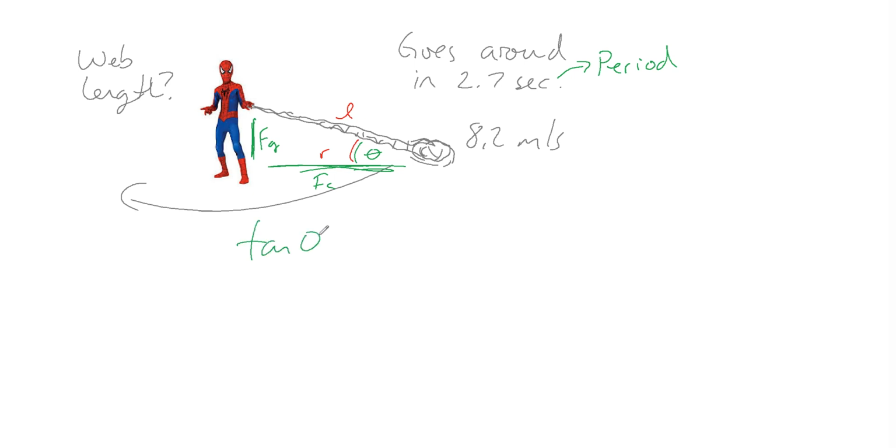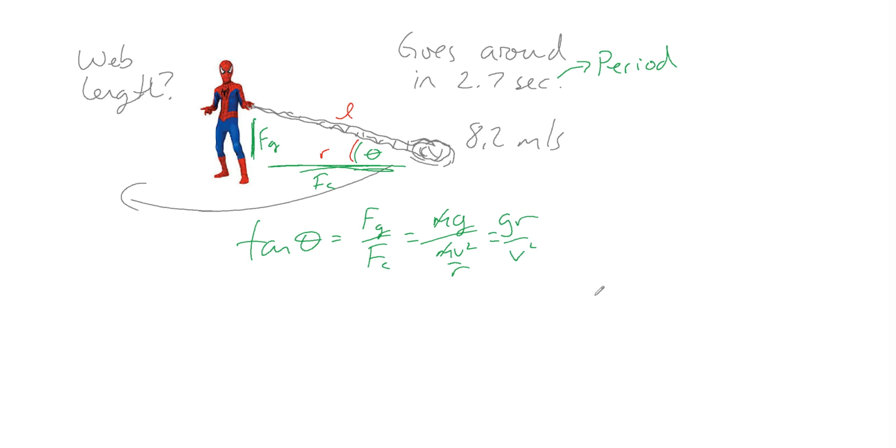Tan theta would be FG divided by FC, which of course is mg divided by mv squared over r. And of course the masses cancel out, which is kind of neat. And I'd be left with gr divided by v squared. Now I'll see if that helps.